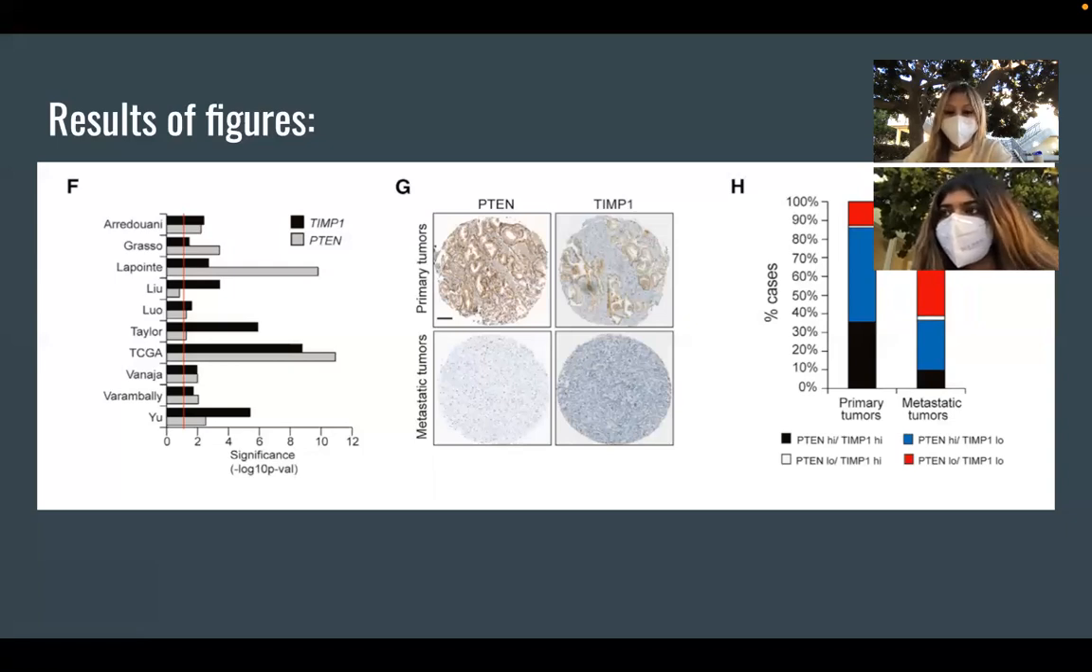In Figure H, this bar plot represents the percentage of cases with P10 and TIMP1 protein expression in primary and metastatic tumor samples. In primary tumors, there is a big result in having high levels of P10 and low TIMP1 levels. In metastatic tumors, there is low P10 and TIMP1 levels and barely low P10 and high levels of TIMP1.